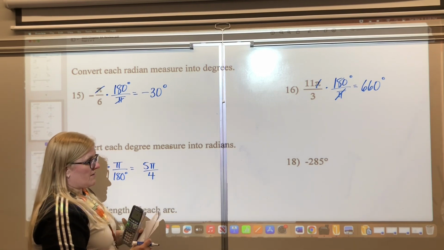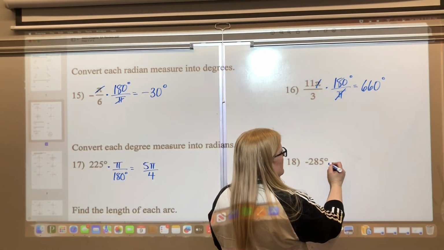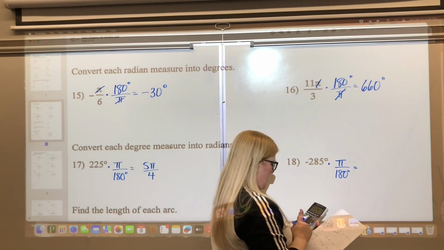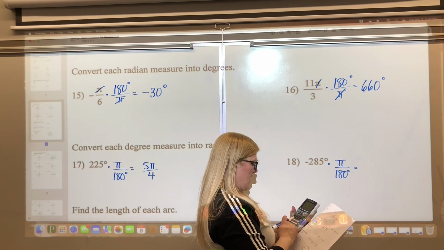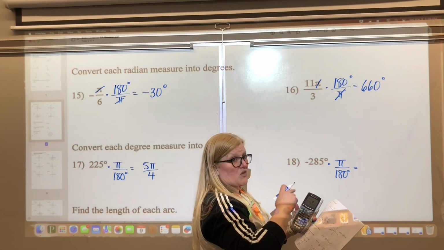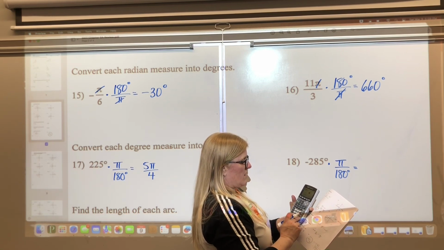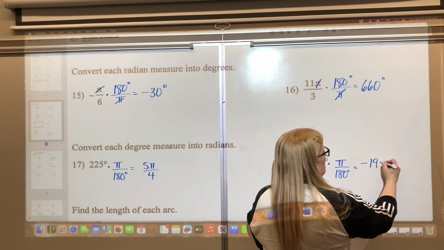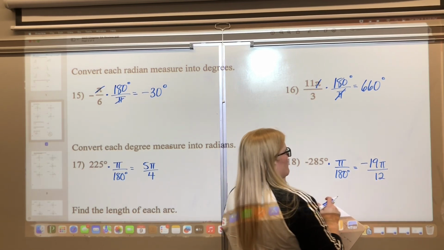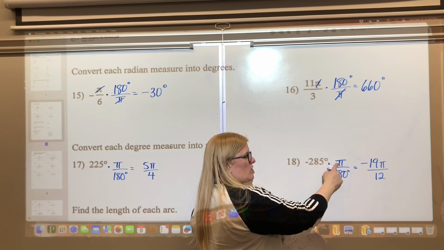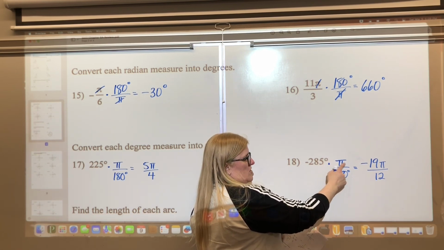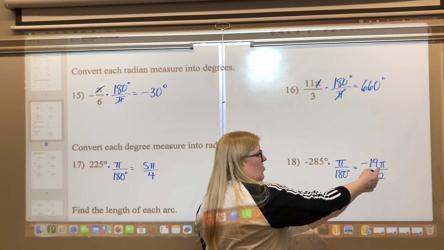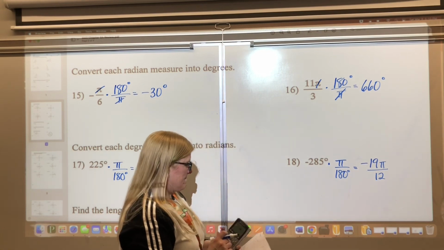Come over here, do the same thing. This is pi over 180 degrees. 285 divided by 180 is 1.583 repeated. I hit math, enter, enter, and this is going to be negative 19 pi over 12. Remember, don't include the pi. Just do 285 divided by 180 to figure out the fraction, and then put the pi on it.